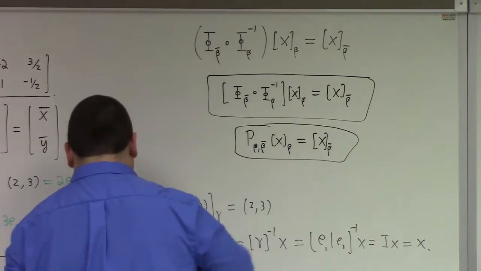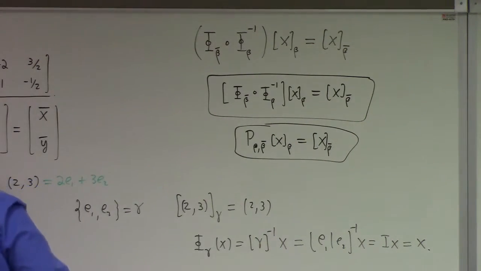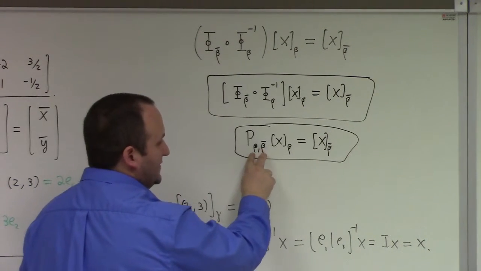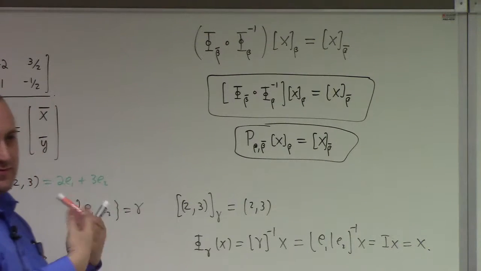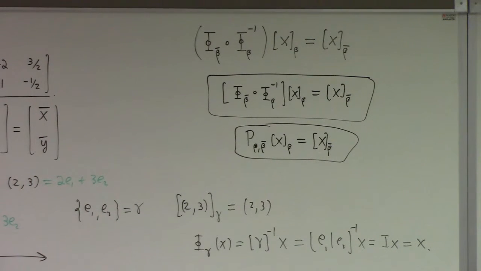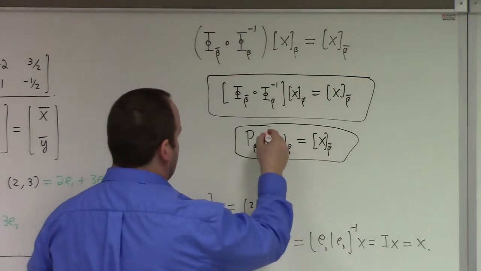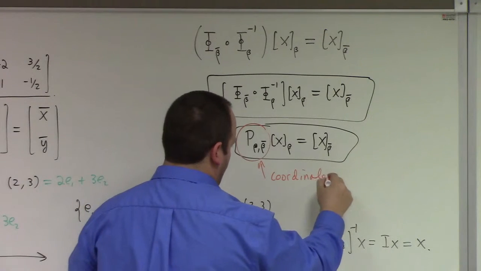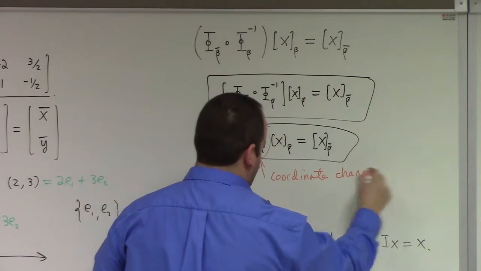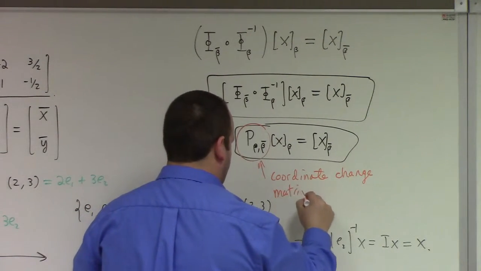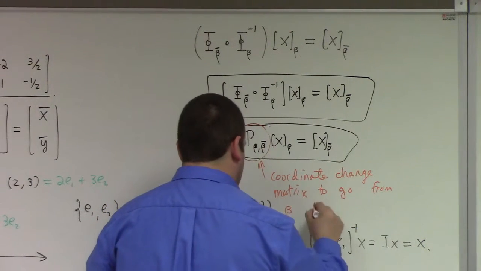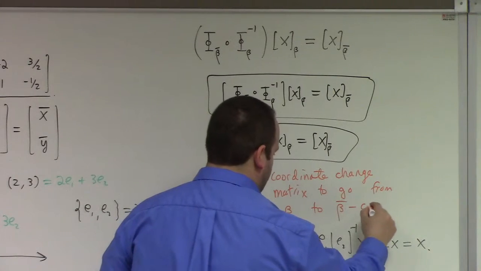So here I'm saying that, and that's not a typo. The reason I say beta to beta bar is I'm changing from the beta coordinates to the beta bar coordinates. So I say it's the P beta beta bar coordinate change matrix, the coordinate change matrix to go from beta to beta bar coordinates.